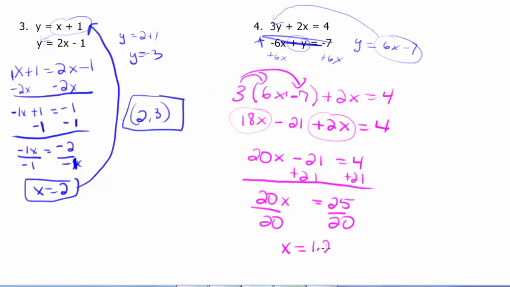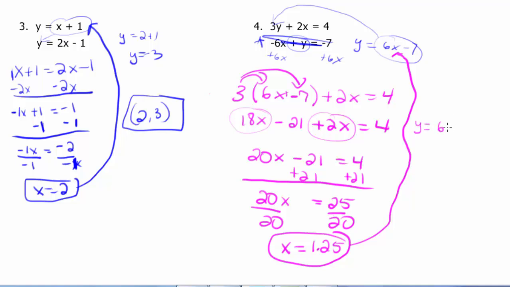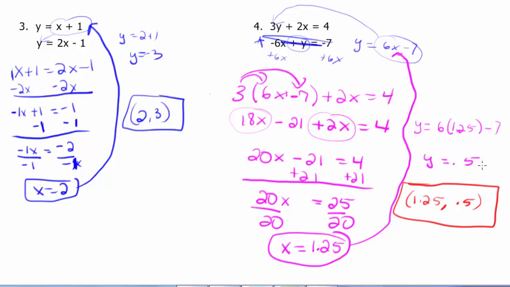1 1/4. Okay. Now we have our x, so we have to plug it back in. Again, plug it in for the easier one, which is this one. So y equals 6 times 1.25 minus 7. If you put that in your calculator, you're going to get y equals 0.5. So your answer is going to be (1.25, 0.5). That's your point on the graph. If you were to graph it, that's where they would cross.